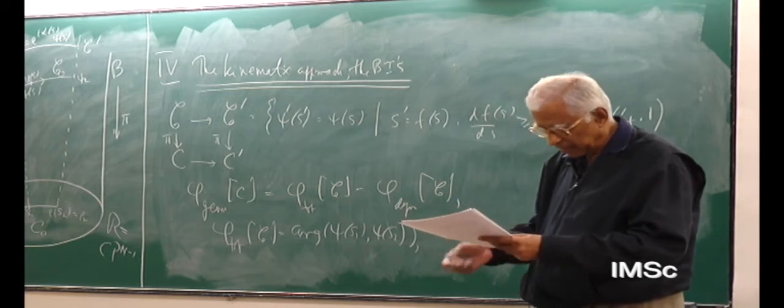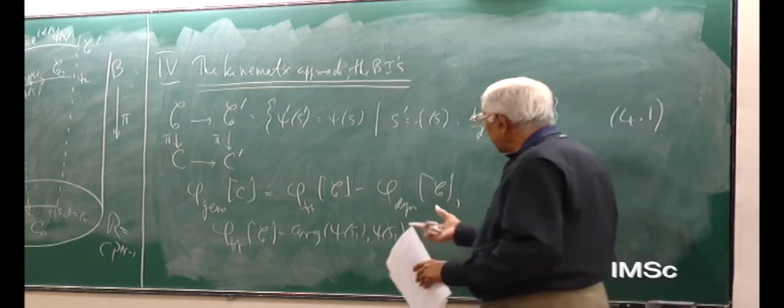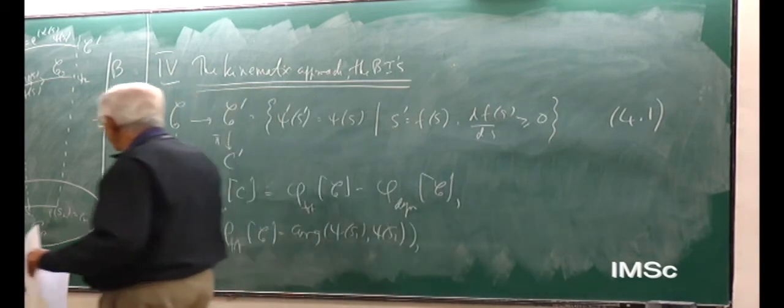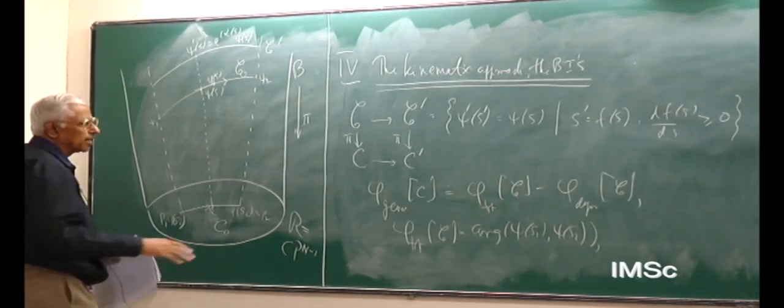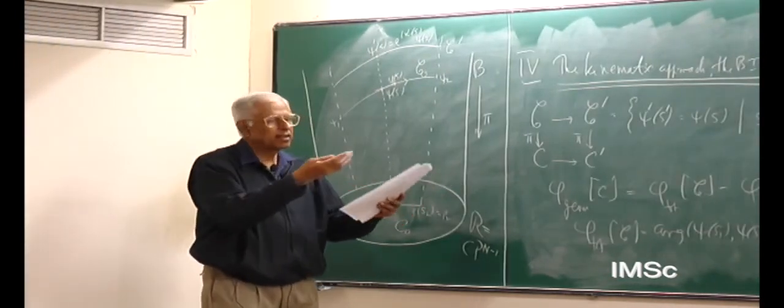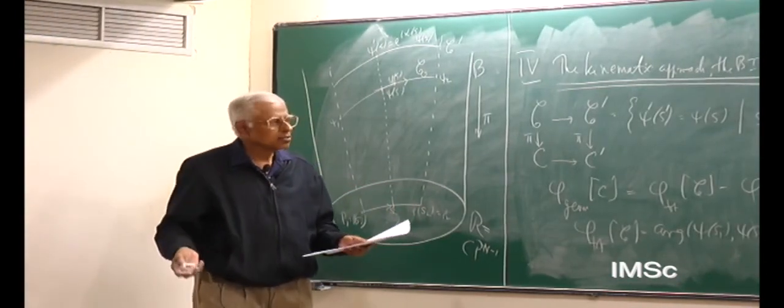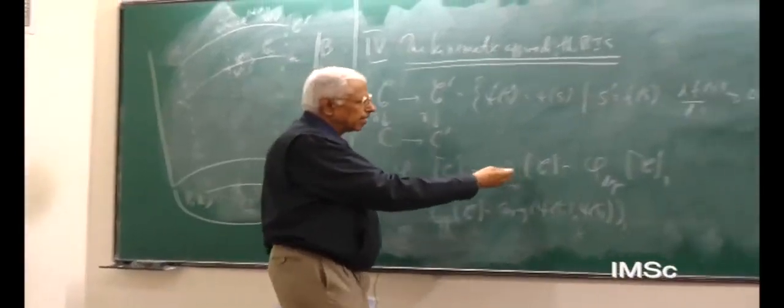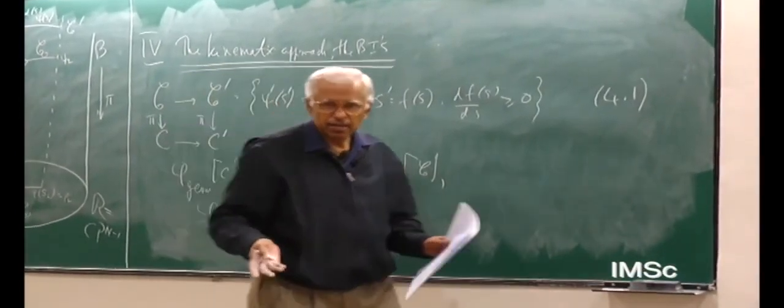So to calculate the geometric phase for any open curve in ray space, take any lift, calculate phi total, calculate phi dynamical, subtract. So you have infinite freedom in the way you actually calculate things.